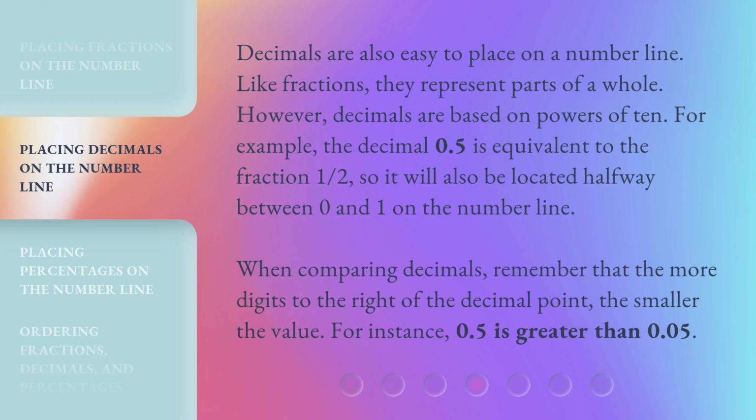When comparing decimals, remember that the more digits to the right of the decimal point, the smaller the value. For instance, 0.5 is greater than 0.05.